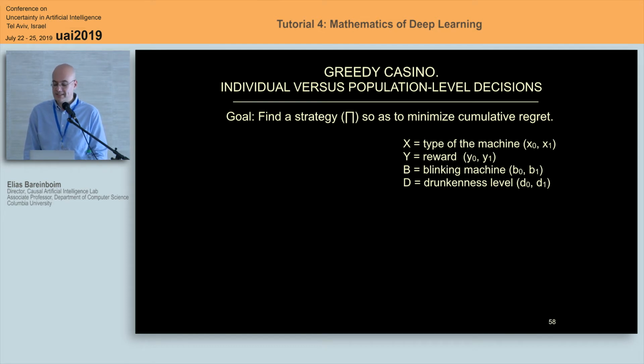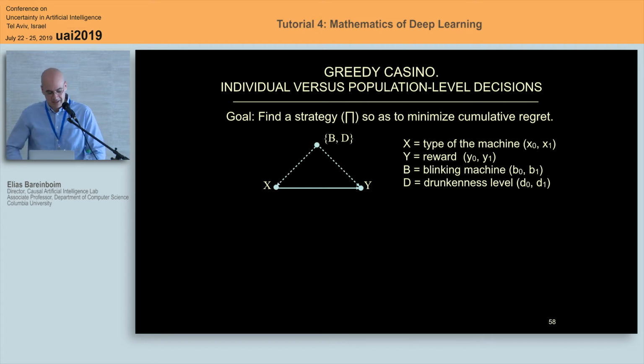Now we have something that we don't know is important, but it is: the blinking of the machine, or the blinkiness of the machine. The machine may be blinking and making noise, and we call this variable B. It could be B0 or B1. And you also have the drunkenness level of the person, which can be D0 and D1. And this is the causal graph of the setting: you have decision X, which is the machine that you are playing. Now we have BD, that is an unobserved confounder. We don't know that blinkiness and drunkenness are playing any role. And you have the variable Y, whether the person is winning or not.